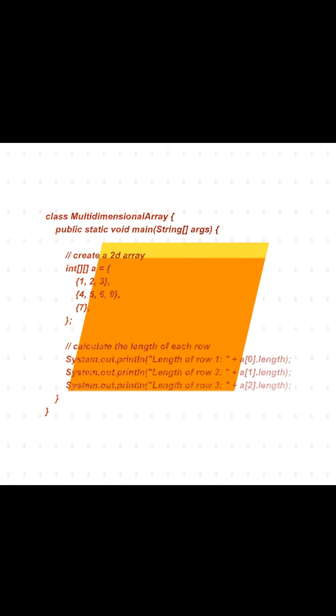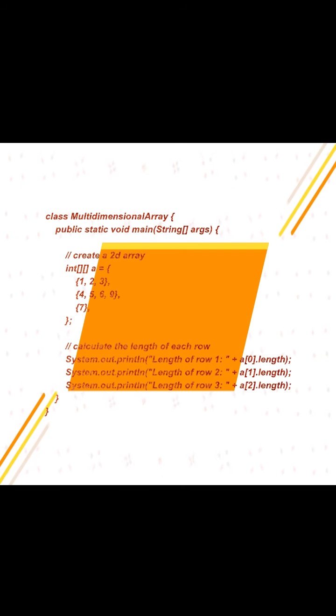Okay, here is how we can initialize a two-dimensional array in Java. As we can see, each element of the multi-dimensional array is an array itself, and also, unlike C or C++, each row of the multi-dimensional array in Java can be of different lengths.